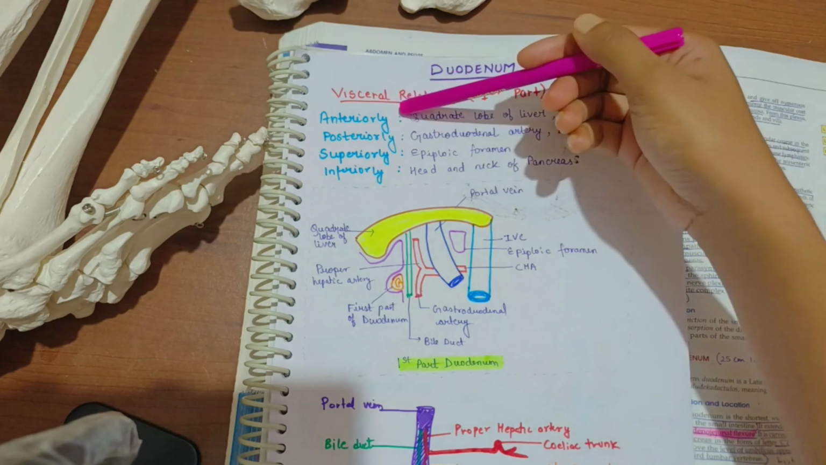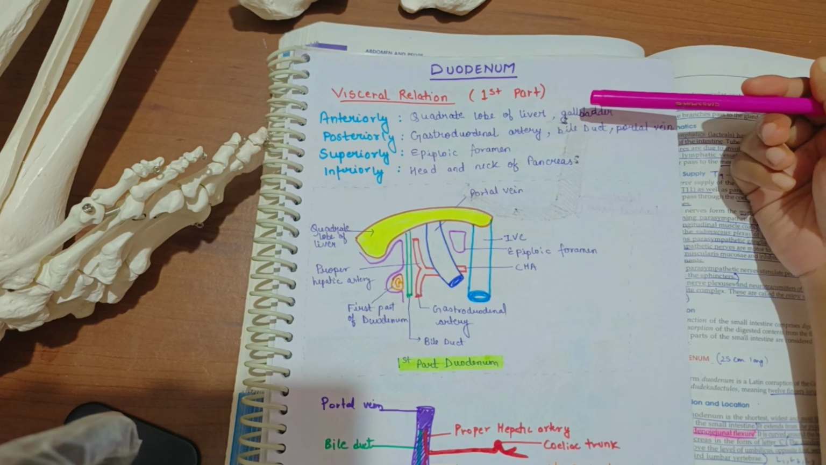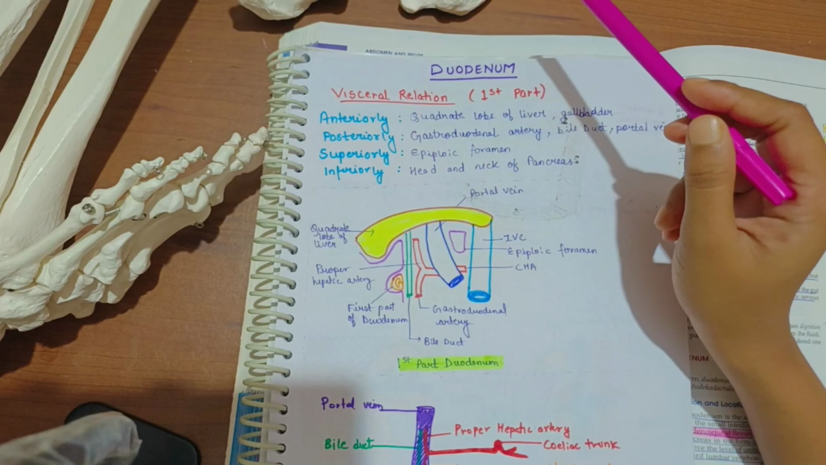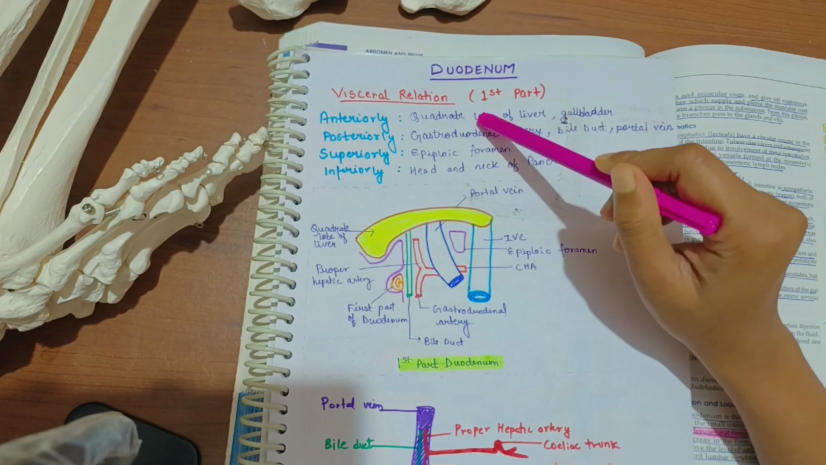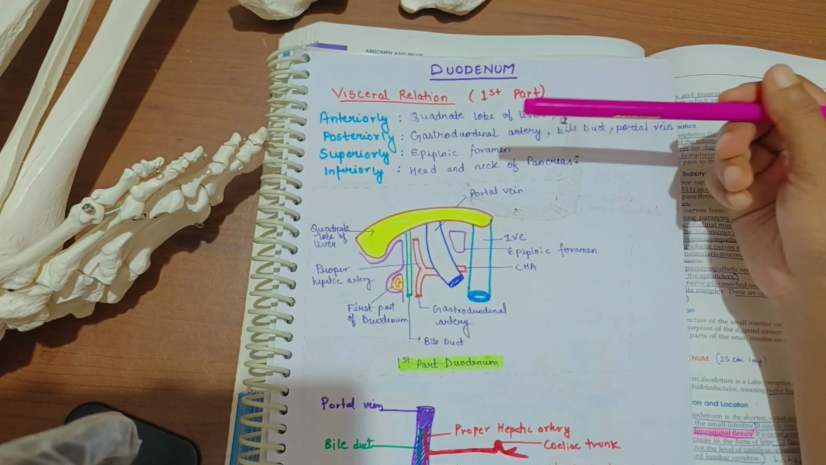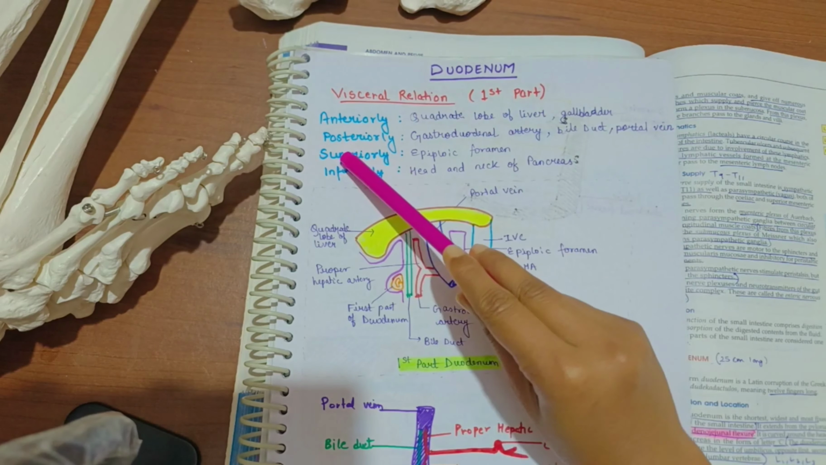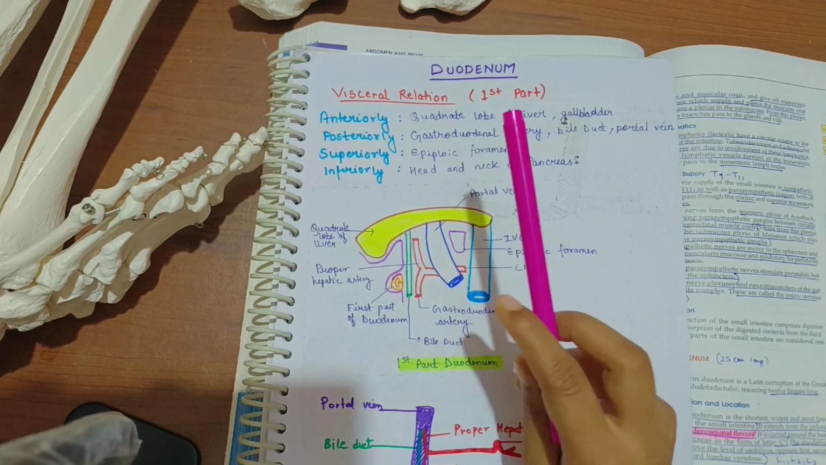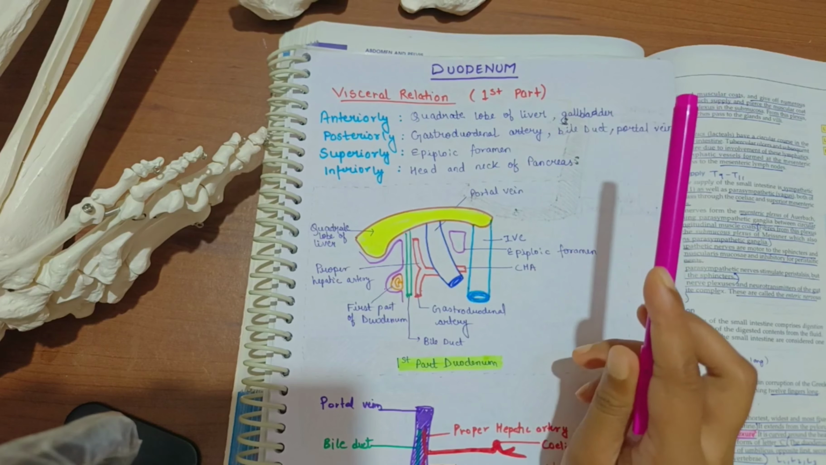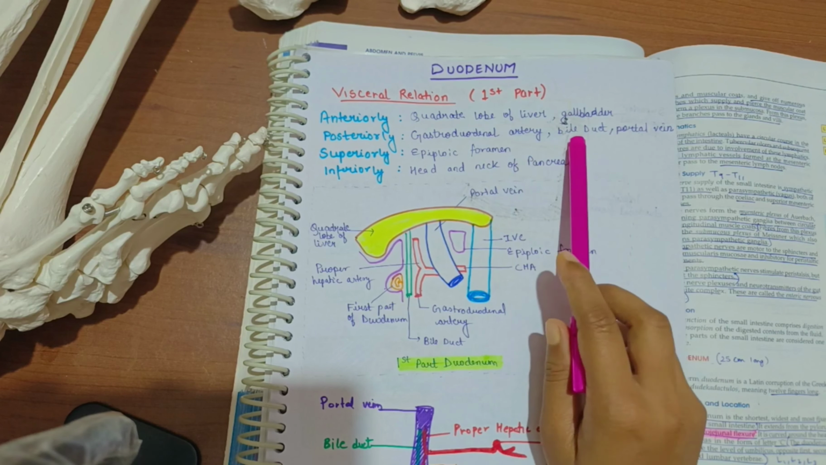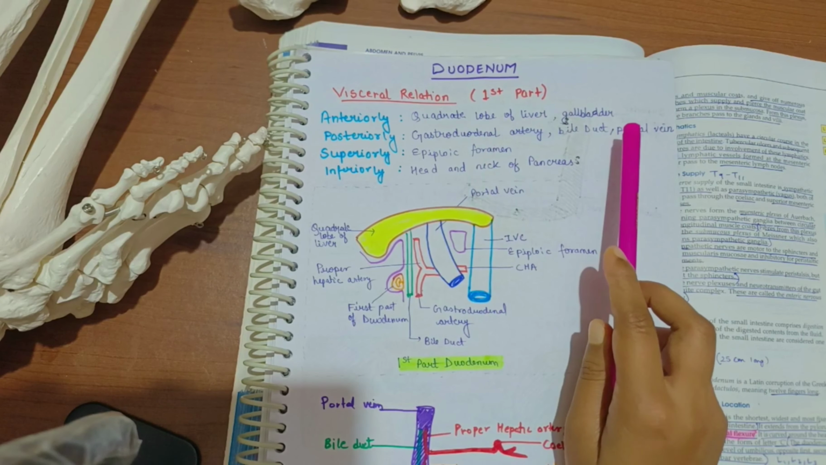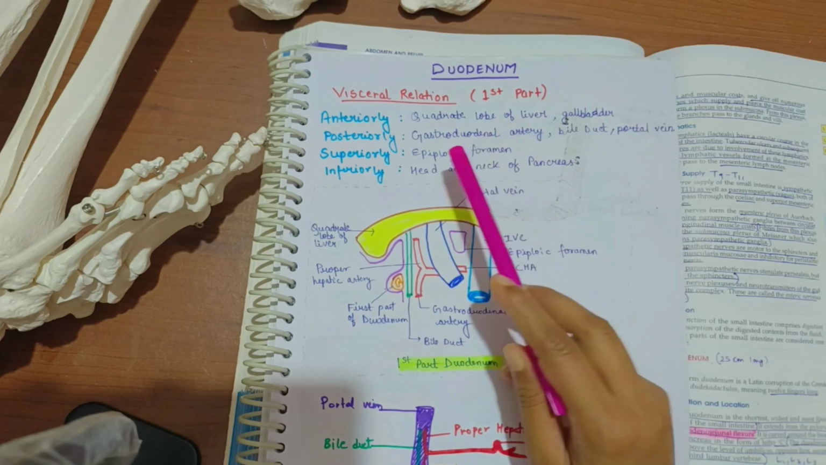Anteriorly, the first part is related to the quadrate lobe of liver and the gallbladder. So these two are the structures related to the first part of the duodenum anteriorly. Posteriorly, the relations are first the gastroduodenal artery, then the bile duct, and last the portal vein. These three we have to remember. So there is one artery, one vein, and one duct.